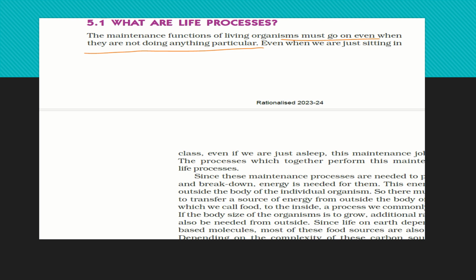Whereas a table or a chair is not in motion, if you are not dragging or moving it, no life processes are going on inside it. So even when we are just sitting in a class, even if you are asleep, this maintenance job has to go on, right?